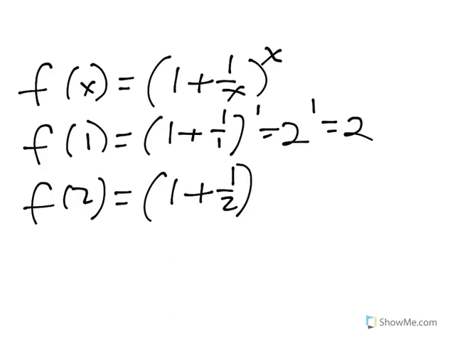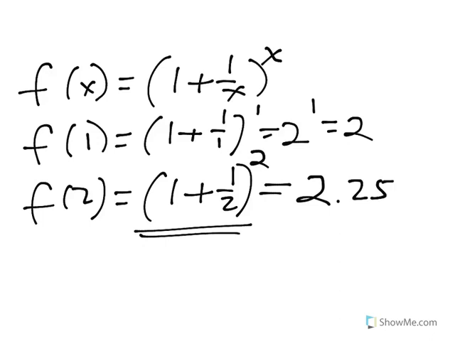So this thing in the parentheses actually gets smaller as x gets bigger, because it goes from 2 down to 1.5 now. But the exponent gets bigger. And it turns out that when you square it, you get something bigger than 2. You get 2.25.